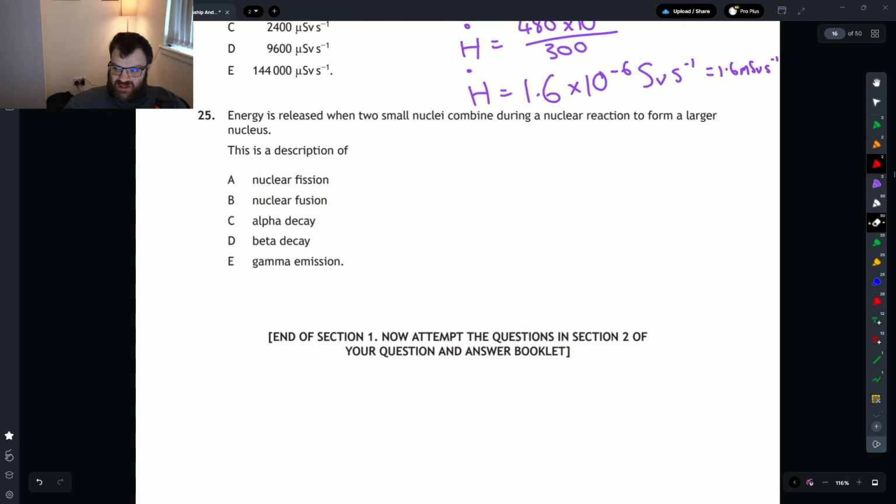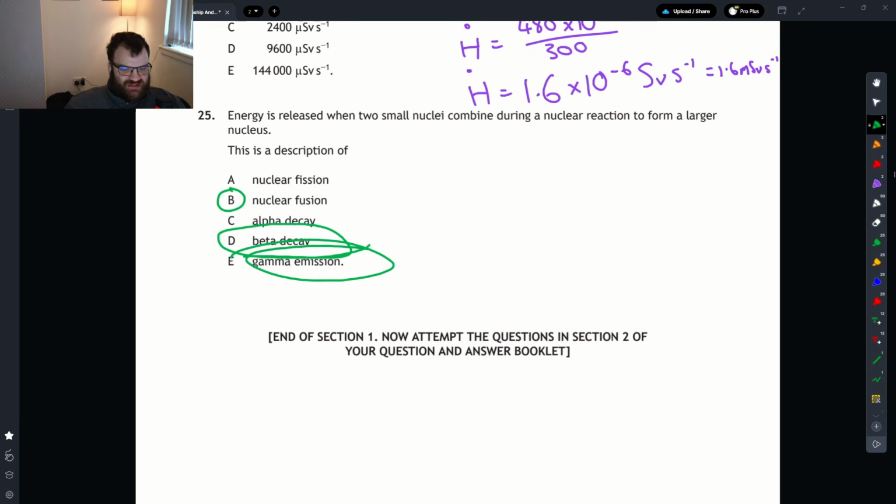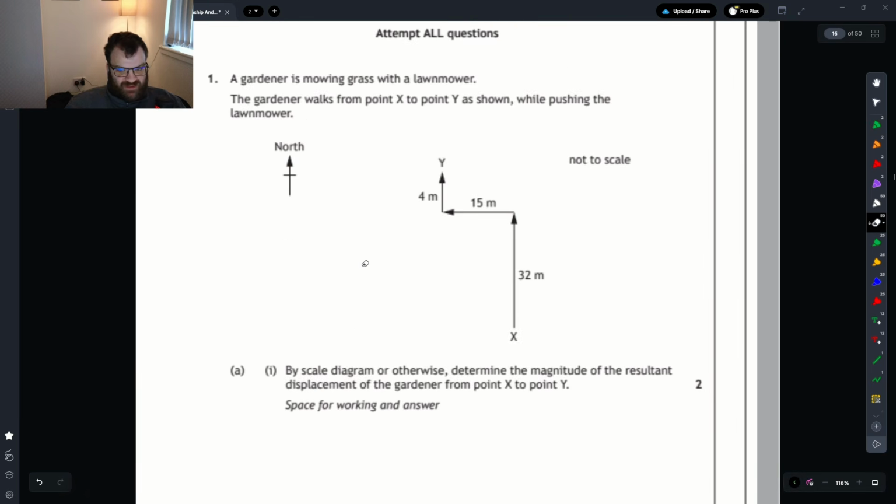Next one, we're talking about particles combining, they're joining together. That is going to be fusing together, giving you B. Fission would be then splitting apart. Alpha would be giving off a helium nuclei, giving off electrons, emitting electromagnetic radiation. So B is correct there.